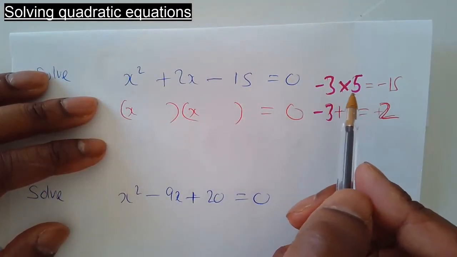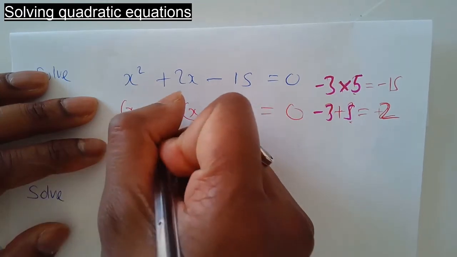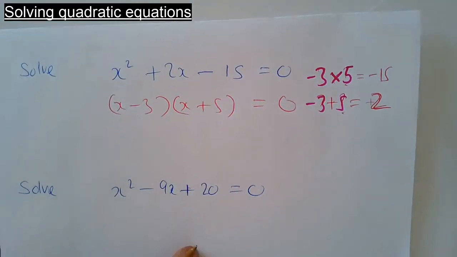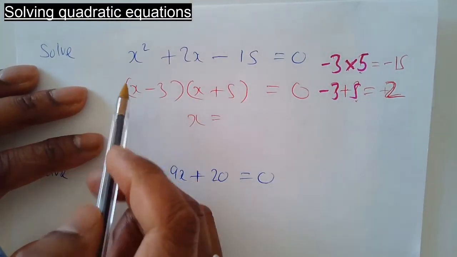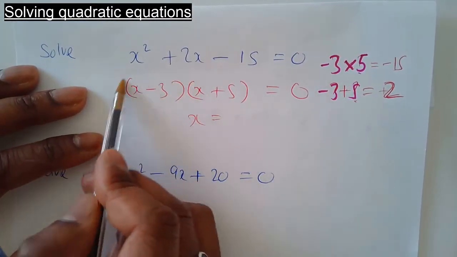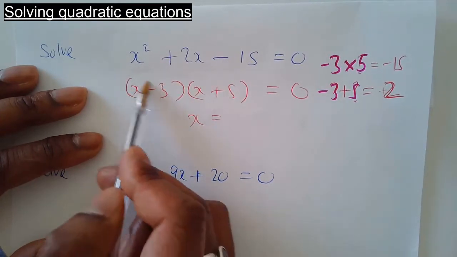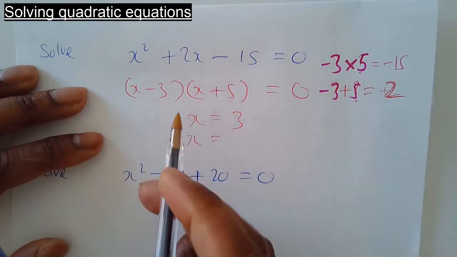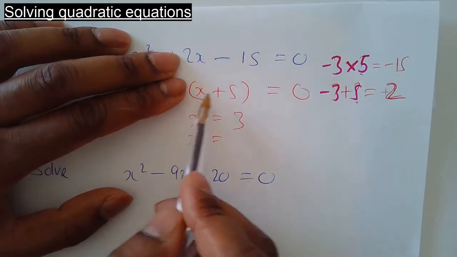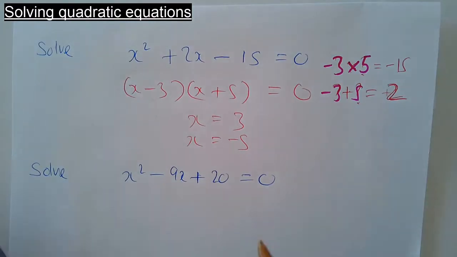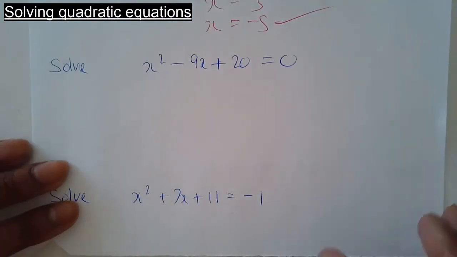We can use minus 3 and 5. You can swap them around if you want. It makes no difference. So to solve this now, x has to be, what would make this 0? Well, if you put 3 in there, 3 take away 3 would give you 0. The other value, what can I put in here to make that 0? Minus 5. Right, so those are the correct answers. Right, next one.